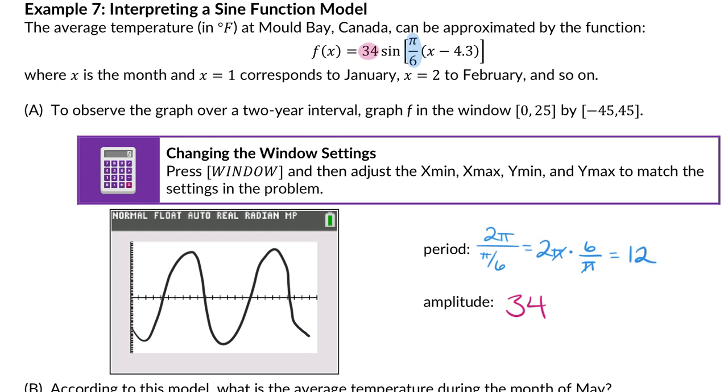Now, does that make sense? What are we modeling here? Temperature. And doesn't temperature repeat practically every year? Pretty much. 12 months. Yay. That is our period here. That makes sense. We're modeling temperature over a year. Then we can keep going.